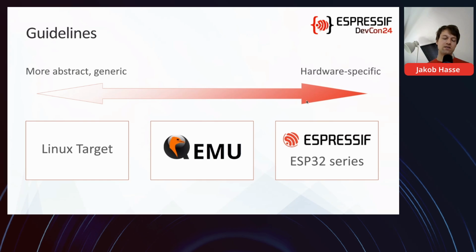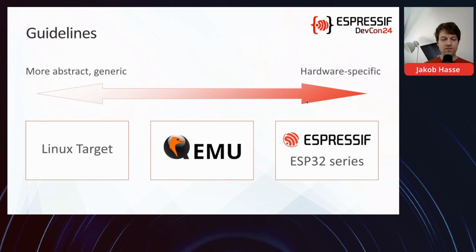QEMU here has a kind of special role. There's basically another dimension to it. For example, you can set registers on QEMU, you can set breakpoints on certain registers. This is something you cannot do on ESP32 series chips, and the Linux target is a different architecture, so it won't be meaningful. So just keep in mind, QEMU has some special properties beyond this spectrum of more abstract and hardware-specific code.